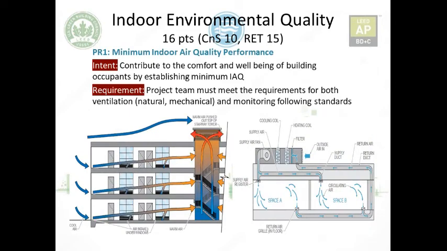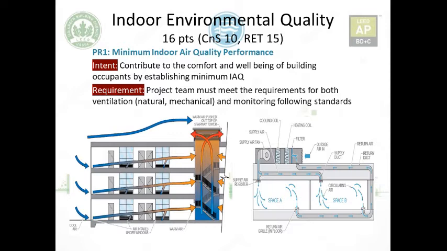Prerequisite number 1, minimum indoor air quality performance. This talks about the threshold of the air quality inside the building. The intent is to contribute to the comfort and well-being of building occupants by establishing minimum indoor air quality. It basically deals with the ventilation and monitoring systems. And there are some requirements that are to be met.